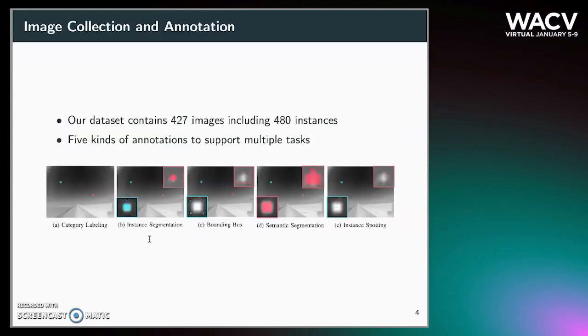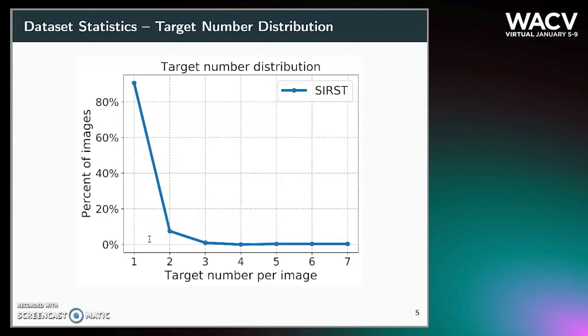Our dataset contains 427 images, including 480 instances, and has 5 kinds of annotations to support multiple tasks. In this dataset, about 90% of images contain only a single target. This fact supports many sparsity or saliency-based methods. However, it should be noted that there are still 10% of images that contain multiple targets, which would be ignored under such a global unit assumption.